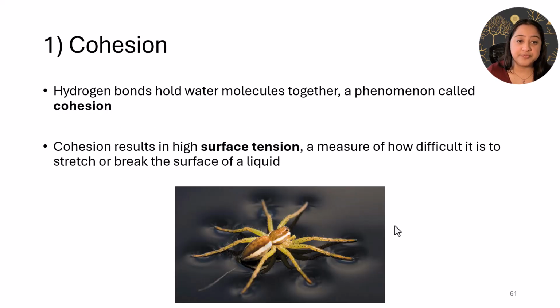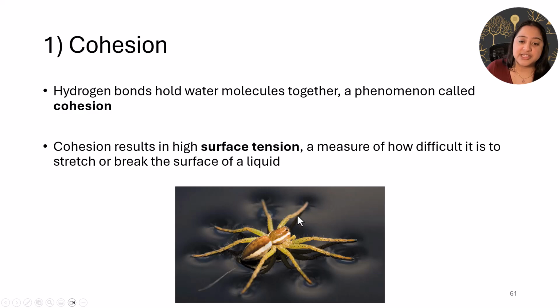So number 1, cohesion, that it has cohesive behavior. So these hydrogen bonds between water molecules can help hold these water molecules together. And this is a phenomenon called cohesion. So each of the water molecules kind of holding on to each other is cohesion. And cohesion can result in high surface tension. So surface tension is a measure of how difficult it is to stretch or break the surface of a liquid.